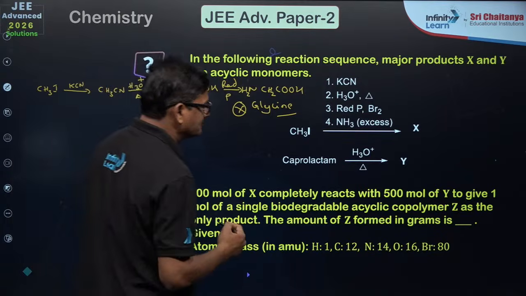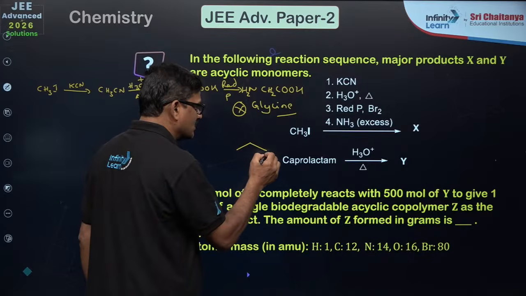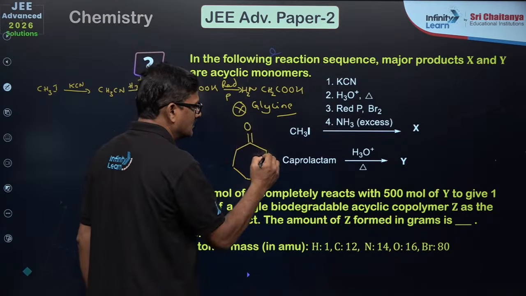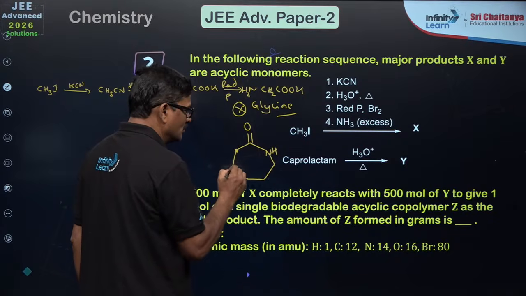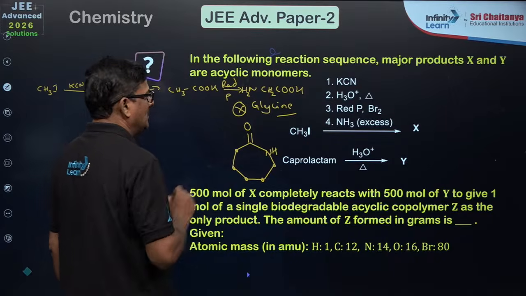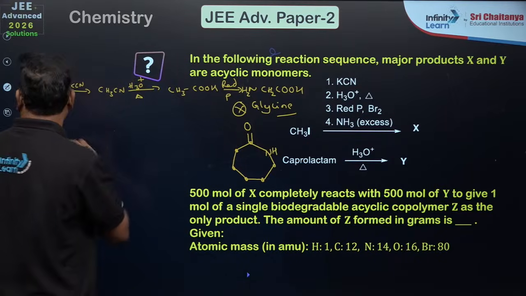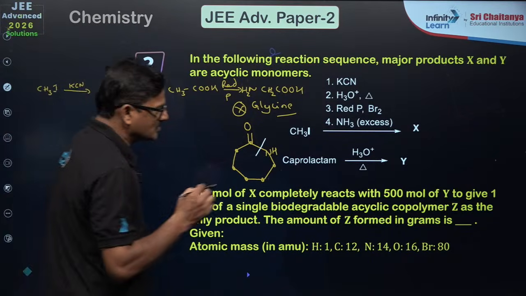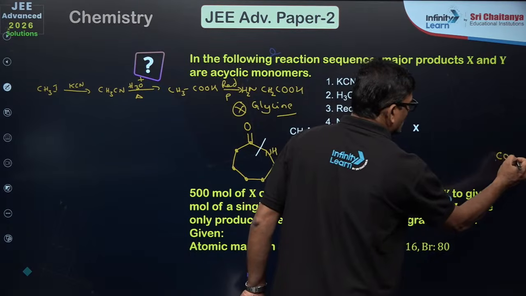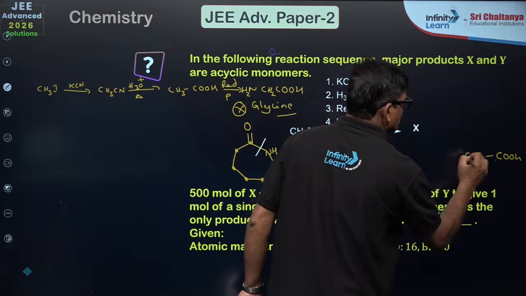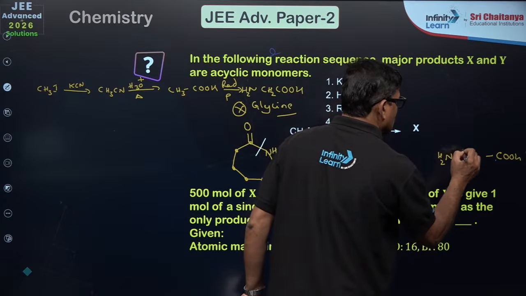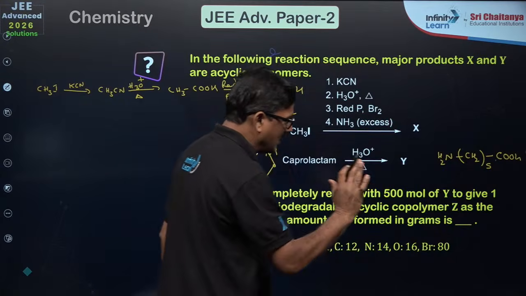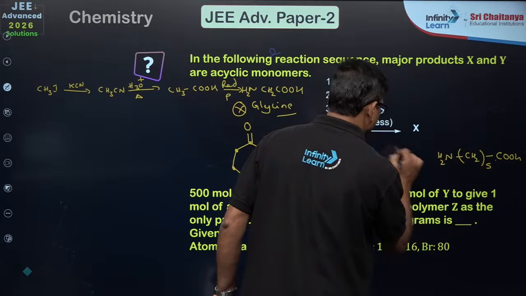Now caprolactam. The caprolactam structure appears like this: 1, 2, 3, 4, 5 and 6. On hydrolysis, it can be broken over here, and it is going to be COOH, CH2 five times, and NH2. This is the hydrolysis product of caprolactam, and this is your Y.